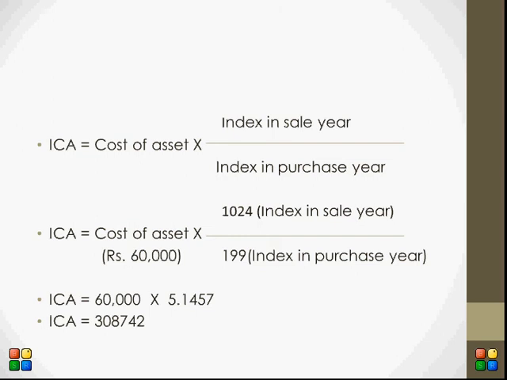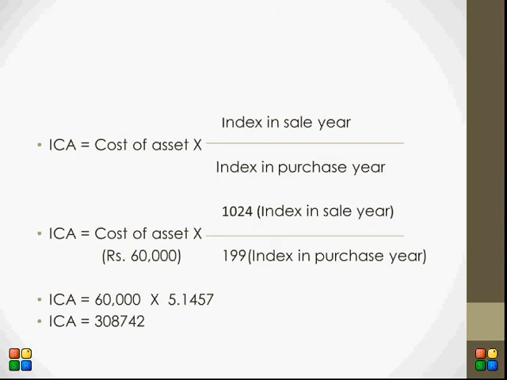Even though the assessee purchased this for 60,000, if he wants to sell this property in 2015, by doing the indexation the value of the asset is increased by a margin, and the value is now 3,08,742 rupees.